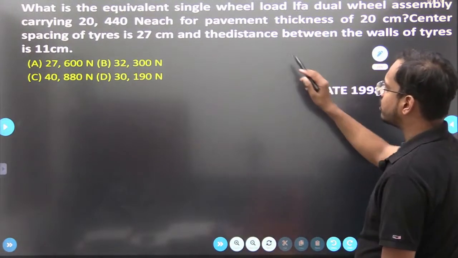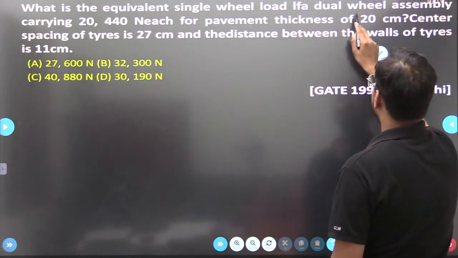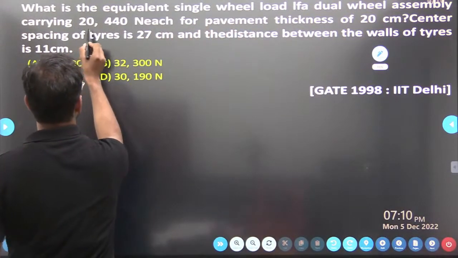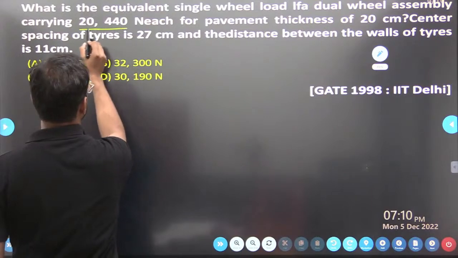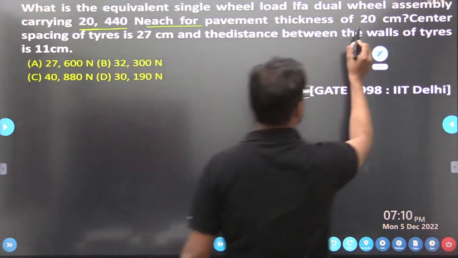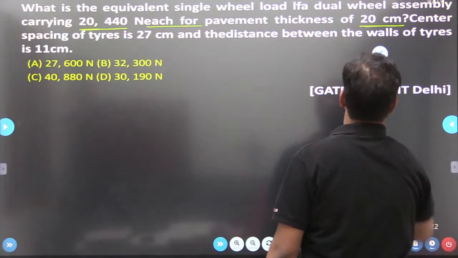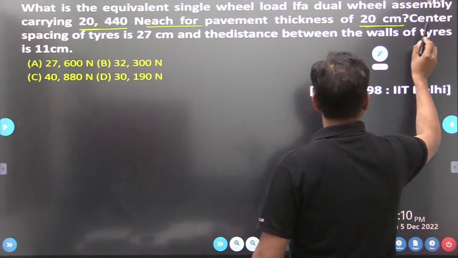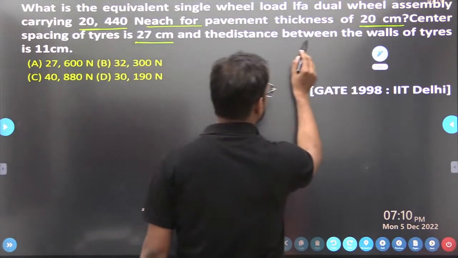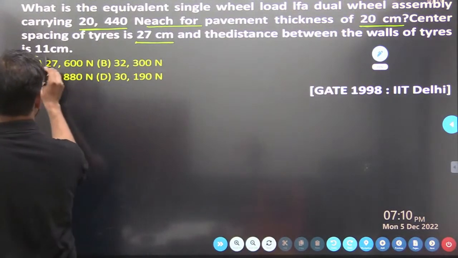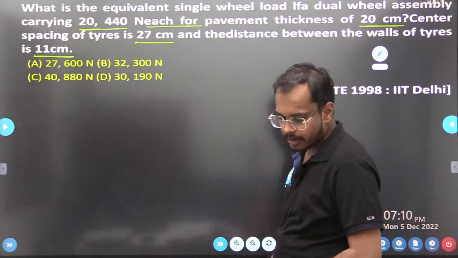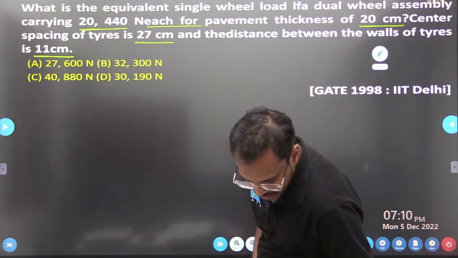Now see, I will discuss the next problem. What is the equivalent single wheel load due to dual wheel assembly carrying 20,440 newton each, with pavement thickness of 20 centimeter? Okay, so my dear friend, the center to center spacing between tires is 27 centimeter and the distance between the walls of tires is 11 centimeter. We already know the equivalent single wheel load concept, am I right?